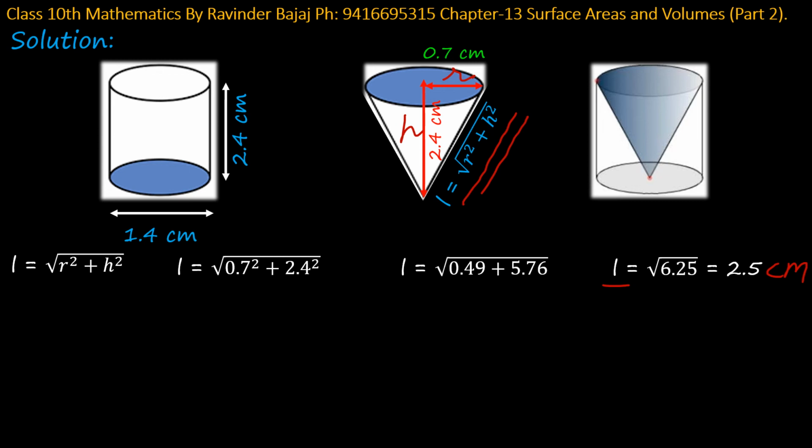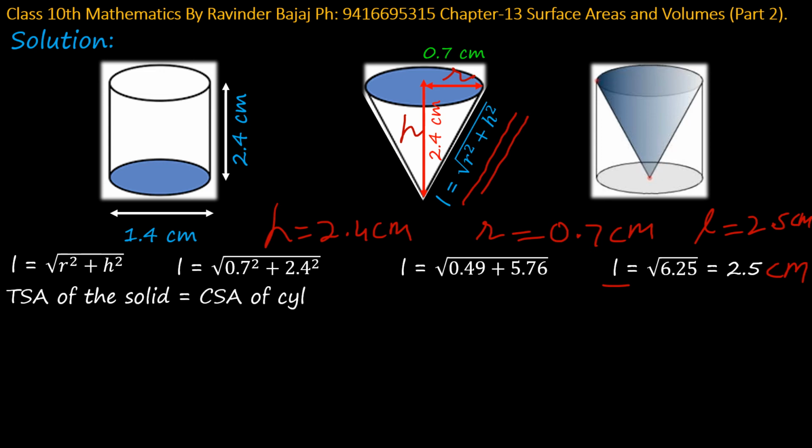Okay, h is also known to us and r is also known to us. What is the value of h? 2.4 centimeter. What is the value of r? r is equal to 0.7 centimeter. And what is the value of L? L is equal to 2.5 centimeter. In this way we will put all these values in the formula which we have already discussed.